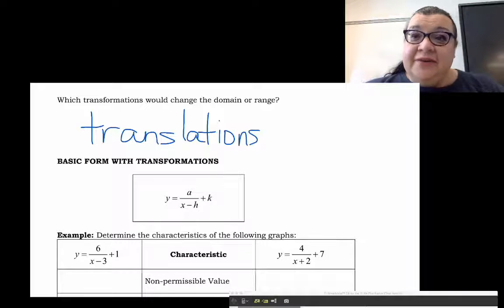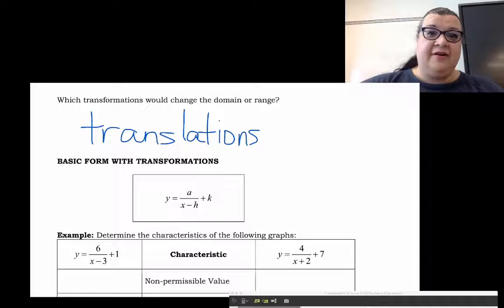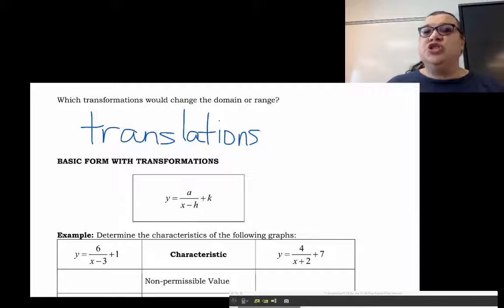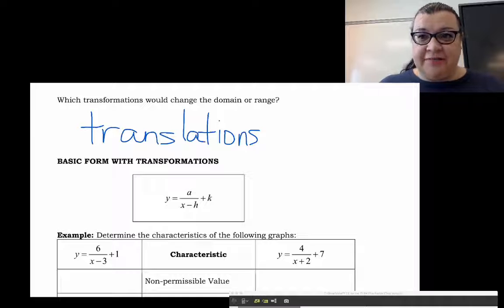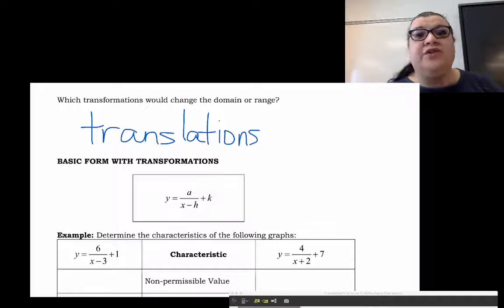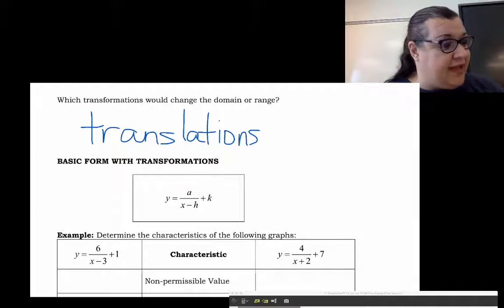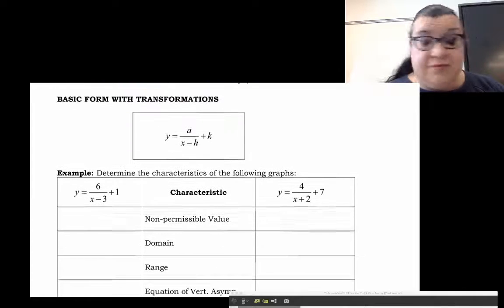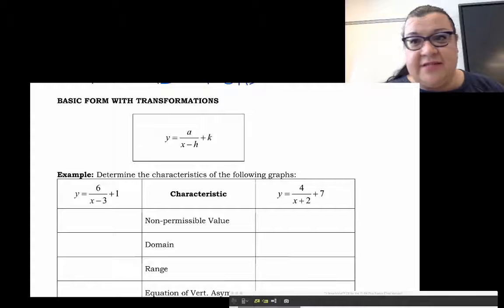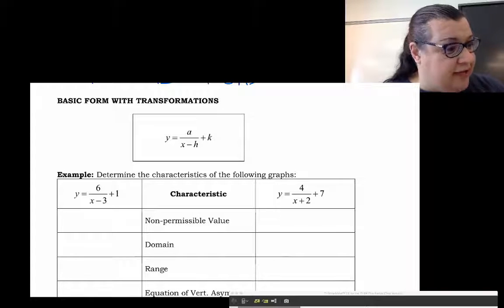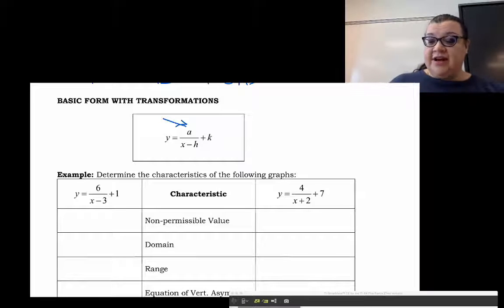So, here we see our basic, generic, I guess, rational function with transformations. Okay, so we see the same variables that we've been seeing for transformations this whole time. So what's our a value again? Well, a is our vertical stretch.